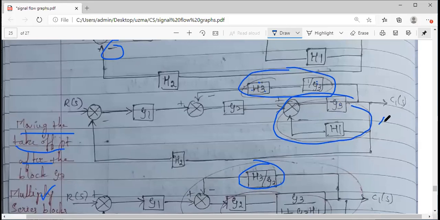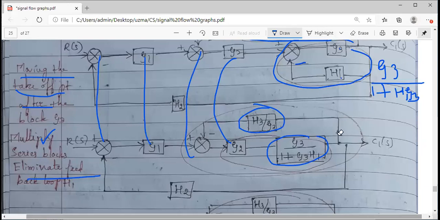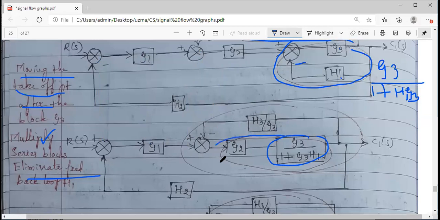So if you eliminate, what is the forward gain? G3. G3 divided by, this is a negative feedback, 1 plus feedback gain and forward gain, H1 into G3. So this is the transfer function you get when you eliminate the loop. Remaining all terms as it is. See, there is a summing point, there is G1, there is one more summing point, there is G2. Remaining all lines should be drawn as it is. Then coming to the next application of the rule.